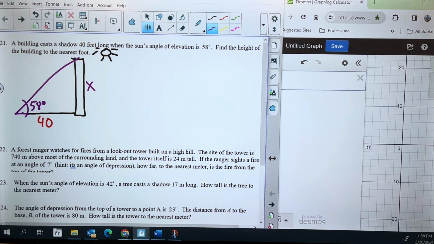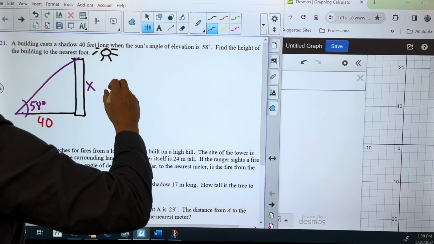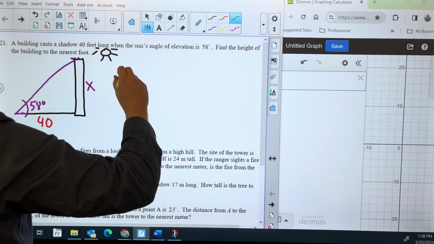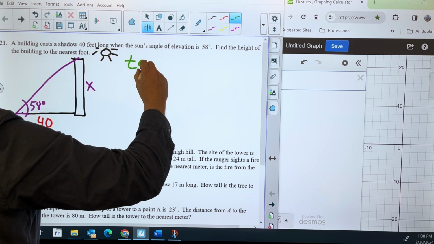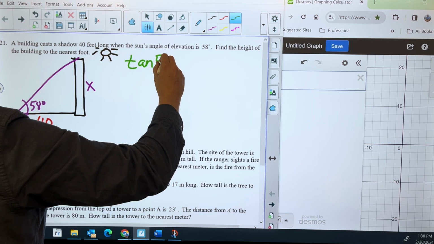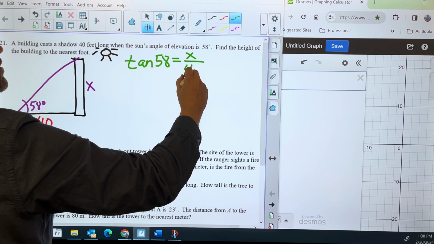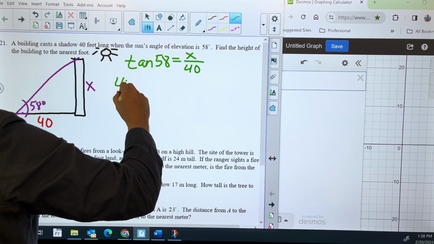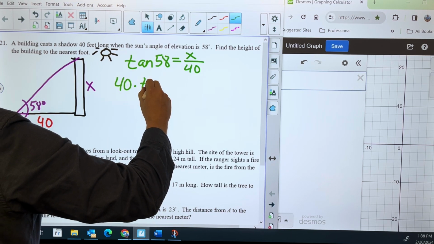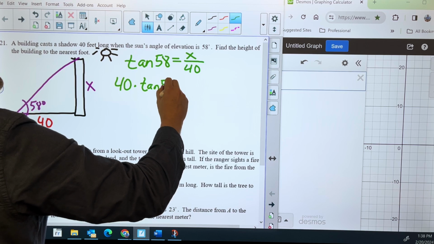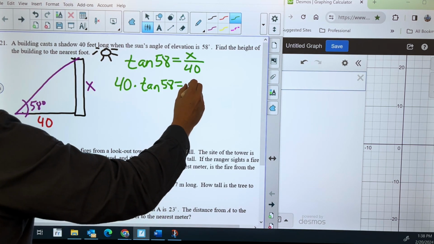When we look at this triangle, we've got our angle of focus, opposite and adjacent, so this is going to be a tangent problem. I got to set up my formula, or set up my ratio. Tan of 58 degrees is equal to the opposite over the adjacent, which means that we're going to multiply 40 times the tangent of 58, and that will equal the height of the building.